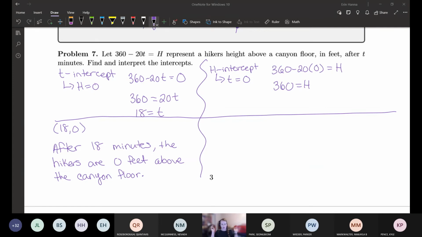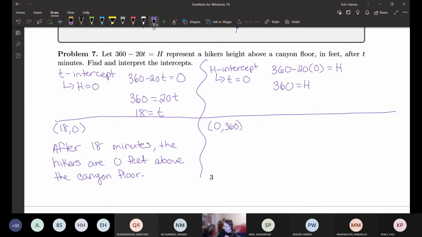So we got that interpretation down. We still haven't interpreted the h-intercept yet. I do want to write down the point though. So for the h-intercept, t was 0, so we would have (0, 360). So here we would have 0 minutes, 360. If you wanted to be formal, you could say after 0 minutes, they are 360 feet above the canyon floor. I never like using "at 0," so I usually use a bit better English for those.